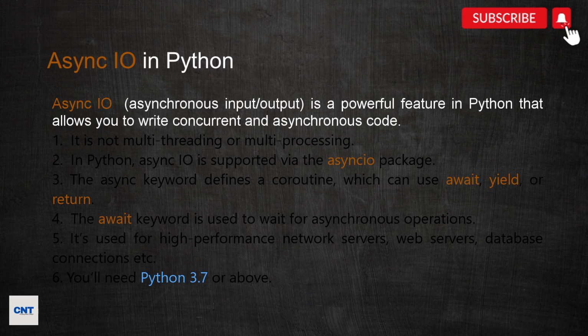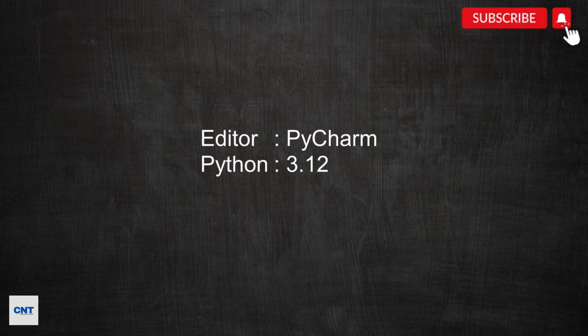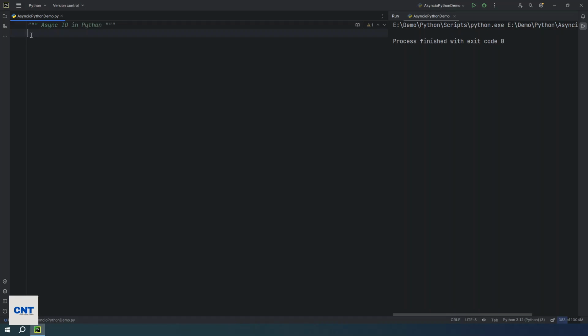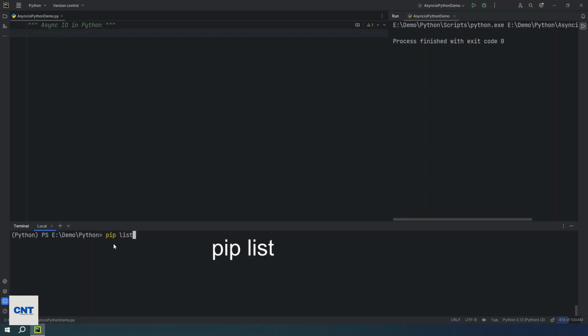How to set up async IO? You will need Python 3.7 or above. Now let's get started with our tutorial. I am using the editor PyCharm, and Python version 3.12 is installed on my computer. In order to start with the asyncio package, you have to install it on your computer first. To install it, you have to open your terminal. First, you have to check whether asyncio is installed on your computer or not. You have to type in one command: pip list.